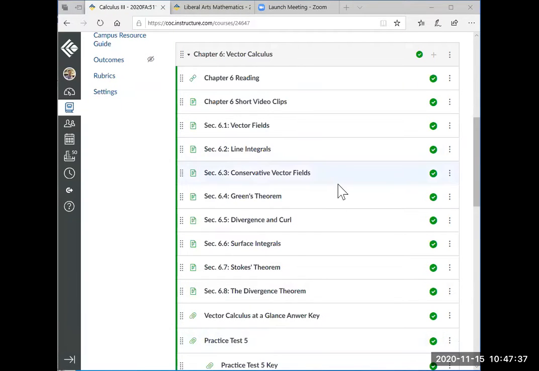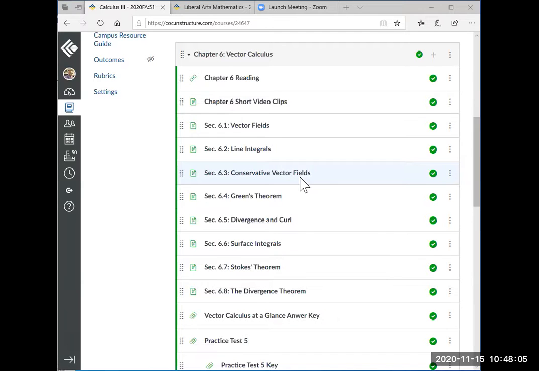Okay, so we are in chapter 6, vector calculus. Hopefully you have studied this past week vector fields, section 1, and then section 2 was long, and that was line integrals, and section 3, conservative vector fields, and this goes with the fundamental theorem of line integrals, which is really cool. I think it's an upgrade version of the fundamental theorem of calculus.